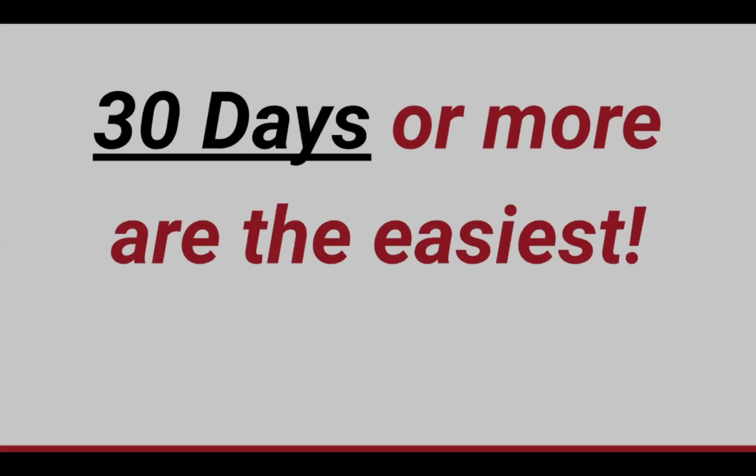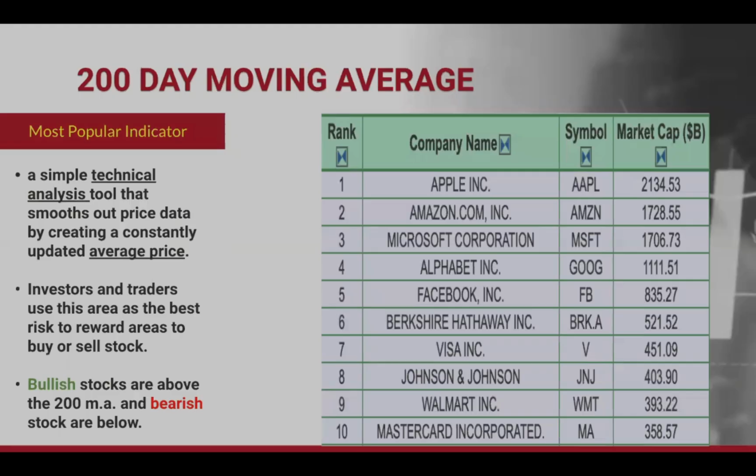So the easiest strategy in the world is to look for the 200-day moving average. What is the 200-day moving average? The 200-day moving average is the average price of a stock for the last 200 days. The easiest stocks to trade the 200-day moving average on are the top 20 stocks in the world. So what you want to do is find the market cap of the 20 largest companies in the world. If you really want to make money, just trade Apple, Amazon, and Microsoft.